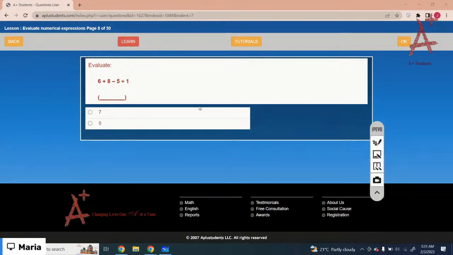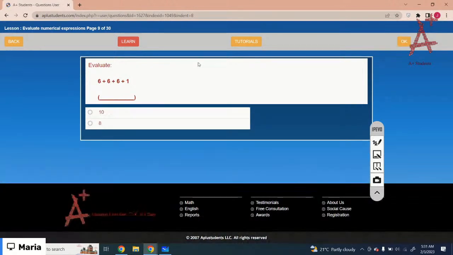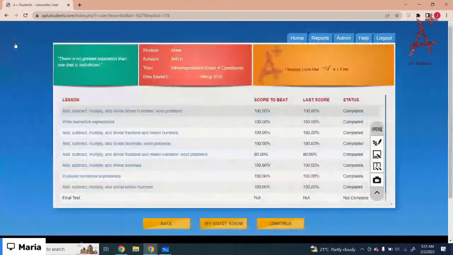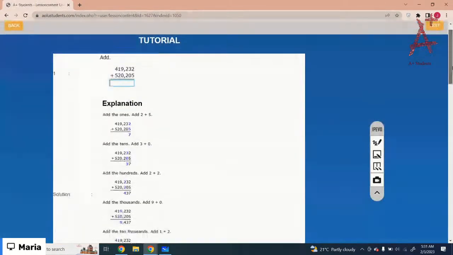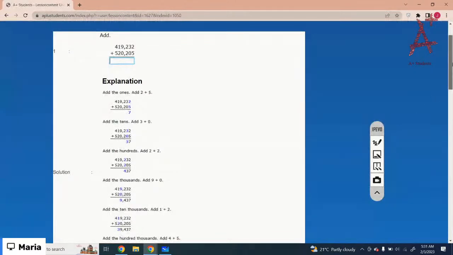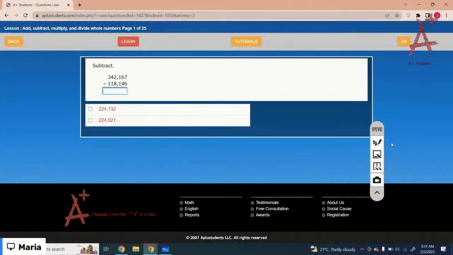Okay, you can complete the test by yourself later today. Let me just move on to the next lesson. The next lesson is add, subtract, multiply, and divide whole numbers. You have to add like we do the whole numbers. I'm going to start with the test because we all know how to add the whole numbers, isn't it? Add, subtract, multiply, or divide them.